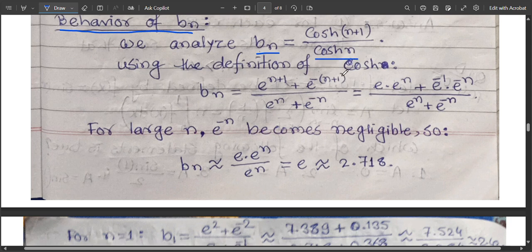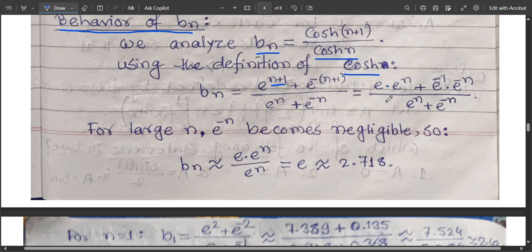Using the definition of cosh, Bn is equal to e to the power n plus 1 plus e to the power minus n plus 1, by e to the power n plus e to the power minus n. And e to the power n plus 1 we can write in the form e into e to the power n, because in multiplication, if two terms are the same base, their powers will be added. So it will come n plus 1. So we can write the first one in this way and the second one in this way.